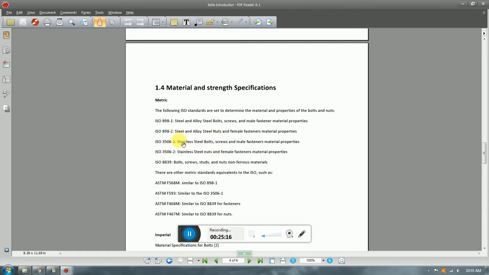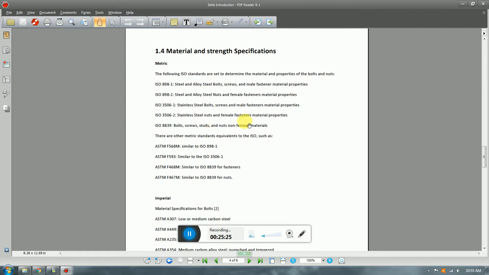And then for stainless steel you get the 3506-1, and 3506-2 for stainless steel nuts. And then you get non-ferrous material bolts, 8839, which is going to be for bolts, screws, studs, and nuts too. This standard is going to cover copper alloy bolts, and for screws it is going to cover aluminum and titanium types.